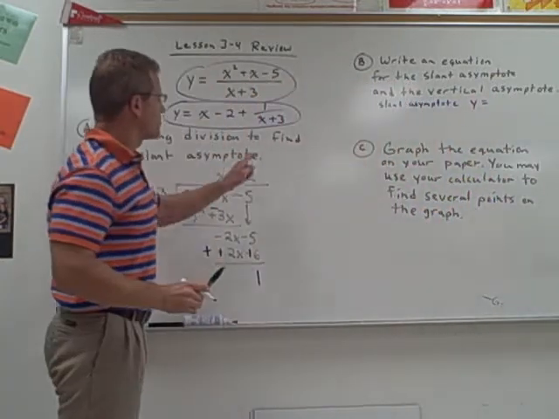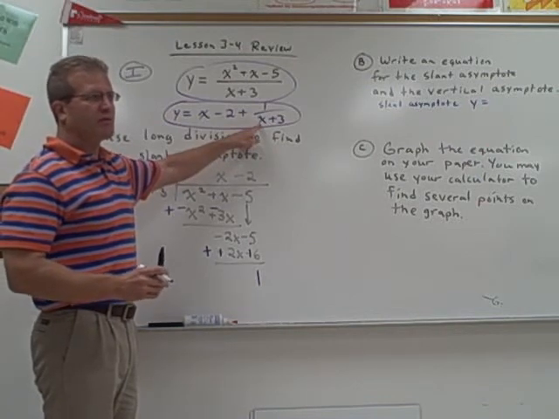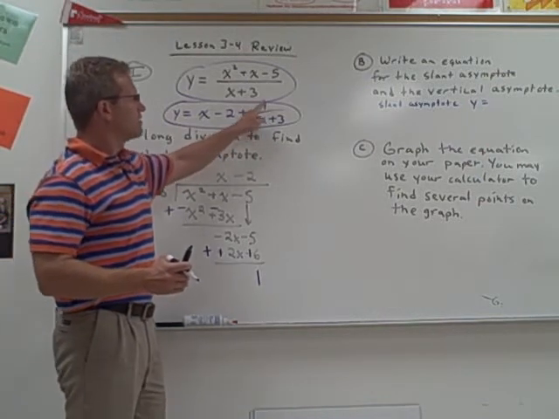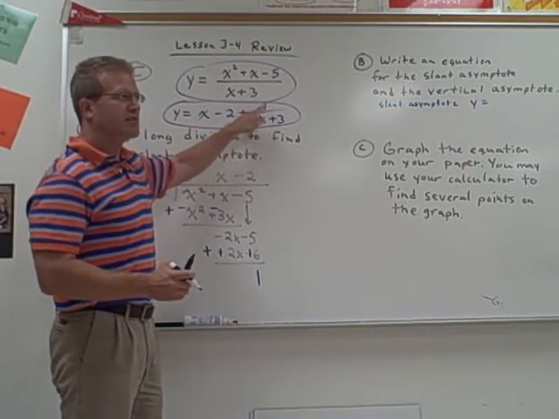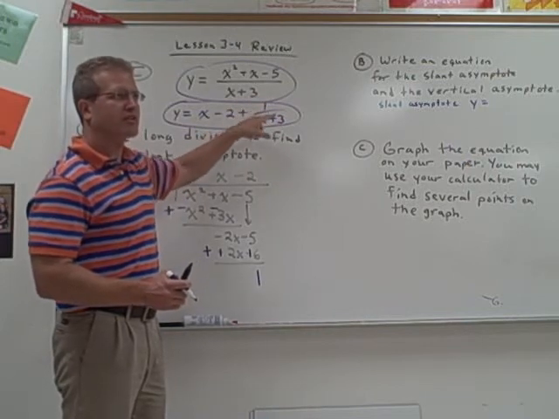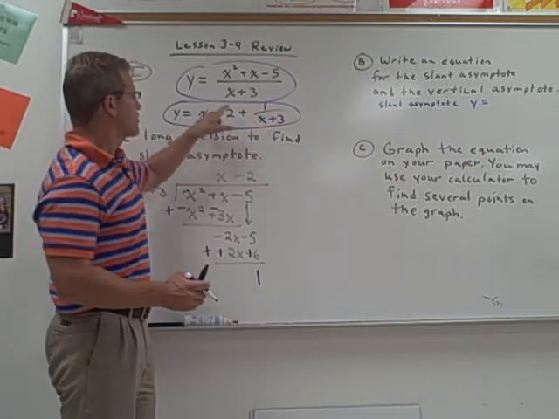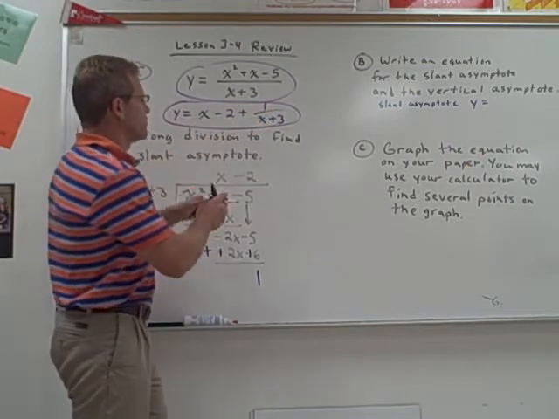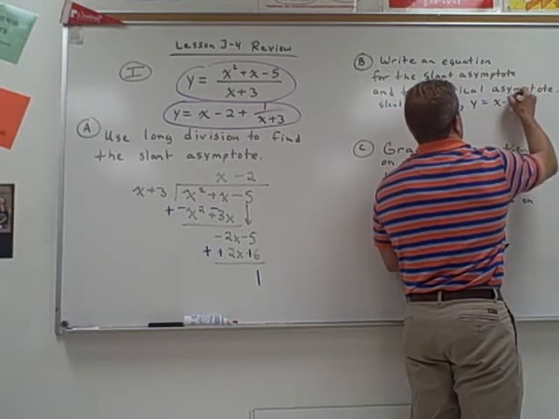And all you do is you ignore the part that has the x on the bottom. Because when x gets really big, this fractional part of the problem will get close to 0. So when x is big, this fraction has very little effect on the graph. So the graph, when x is big, this curved graph will get very close to this straight line, y equals x minus 2. And that's the slant asymptote.